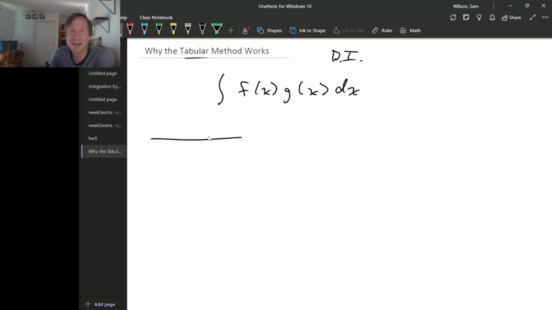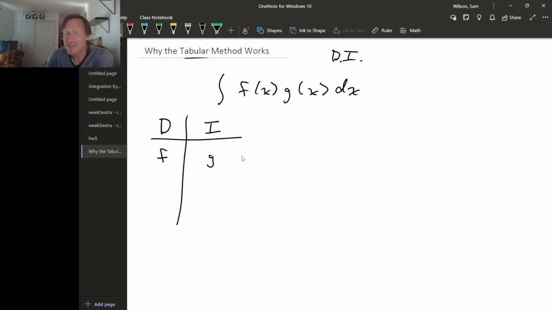So to use the DI method or the tabular method, you choose one of these two functions that you're going to differentiate and one of these two that you're going to integrate, which makes sense. You're just choosing which is u and which is dv, right? That's part of doing integration by parts. So to start out with, we're looking for the integral of this product. So let's say that we have decided that f should be the one that we differentiate, and g should be the one that we integrate.